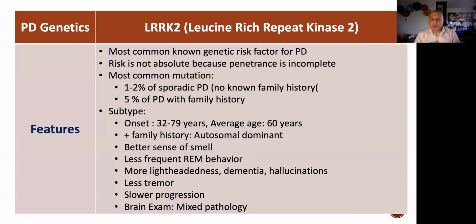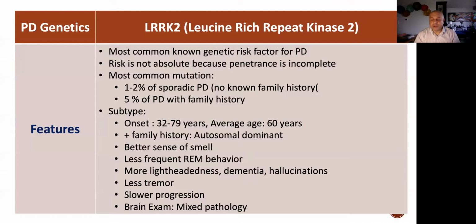And how do people with LRRK2 behave? How do you subtype them? If you have this mutation and have Parkinson's disease, the onset can be as early as 32, but as late as 79, and the average age of onset is 60 years. There is usually a family history if you ask, because it's autosomal dominant.